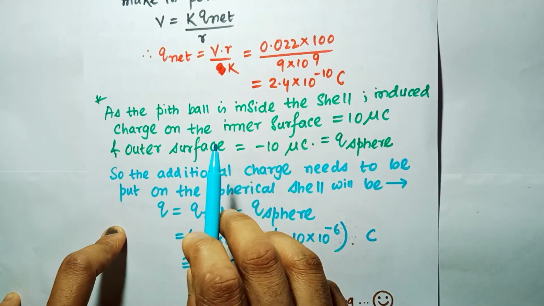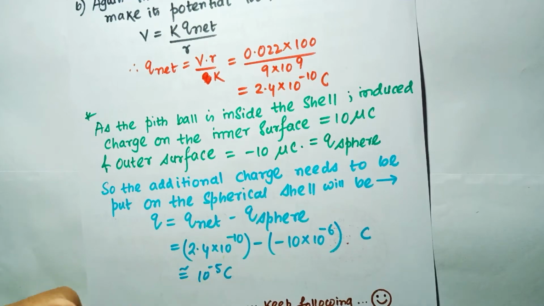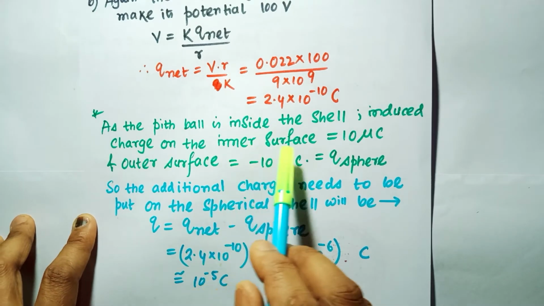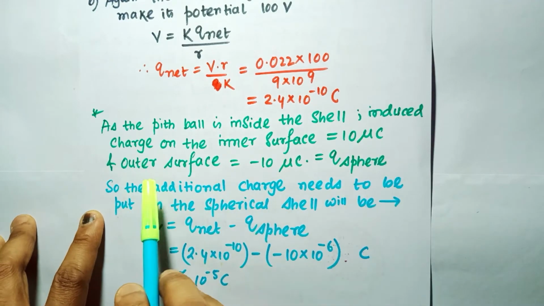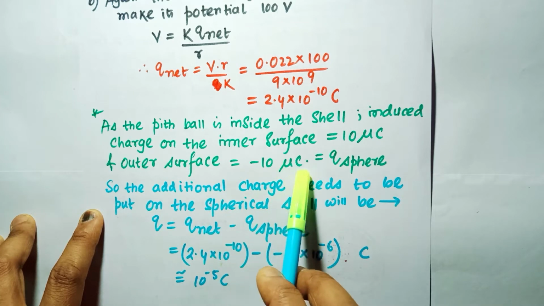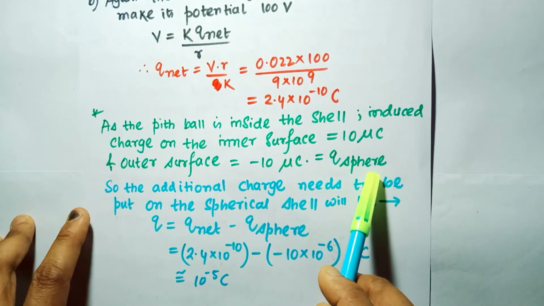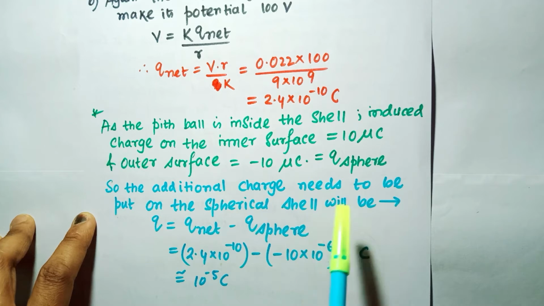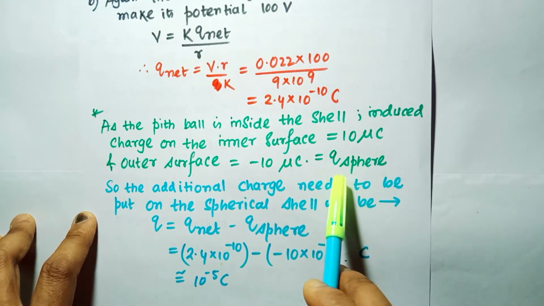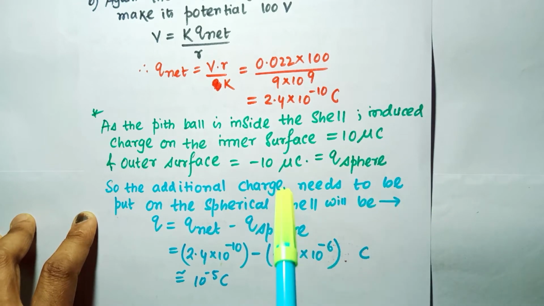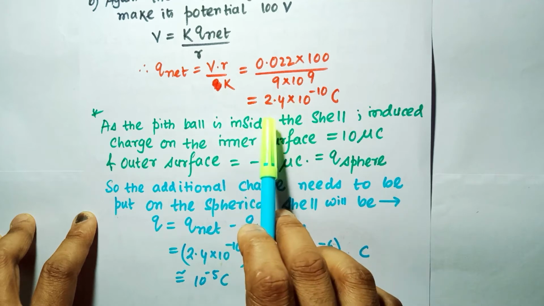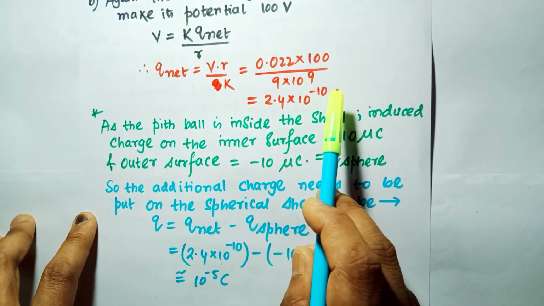As the pith ball is inside the shell, the induced charge on the inner surface of the shell is 10 microcoulomb, and for the outer surface it will be minus 10 microcoulomb. So this is the Q sphere. On the outer surface of the spherical shell the Q sphere charge is already there, but I need the amount of charge of 2.4 times 10 to the minus 10. This is the net charge.